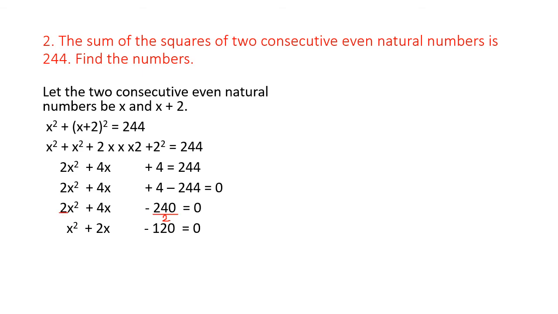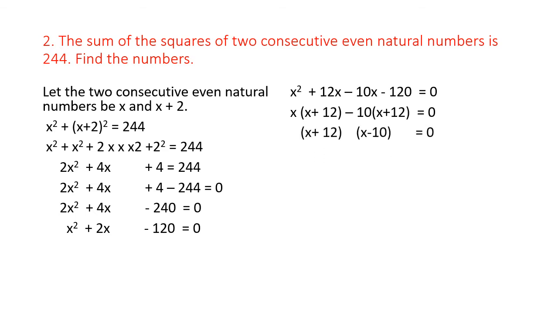Now we want two such numbers whose product is 120 and whose sum is 2. It's very easy to find out. 12 tens are 120, and 12 minus 10 will give us 2. So that's what we get. We form two groups here, and then x plus 12 will be one bracket, x minus 10 will be the other bracket. After doing that, we write them separately.